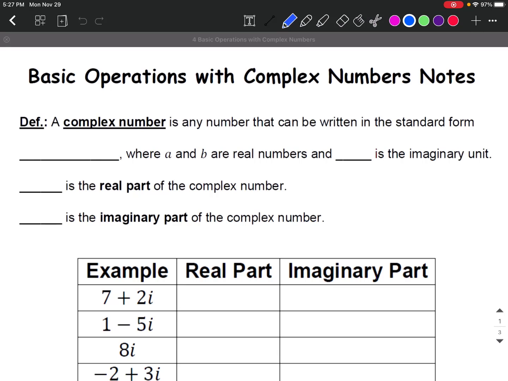Hi guys. Okay, so today we're going to talk about complex numbers and then we're going to learn how to add, subtract, and multiply them. So, what is a complex number?